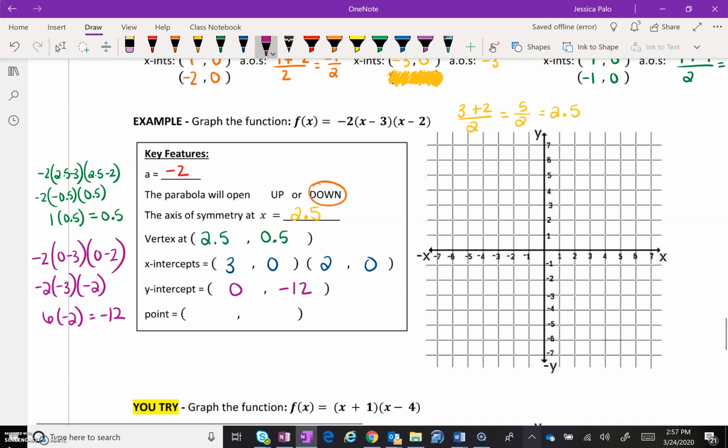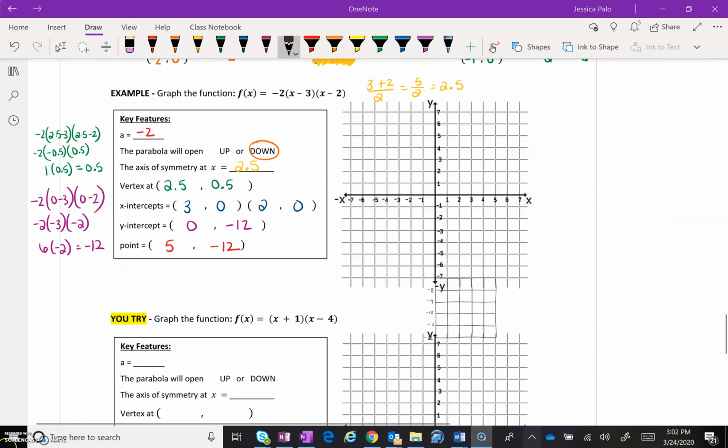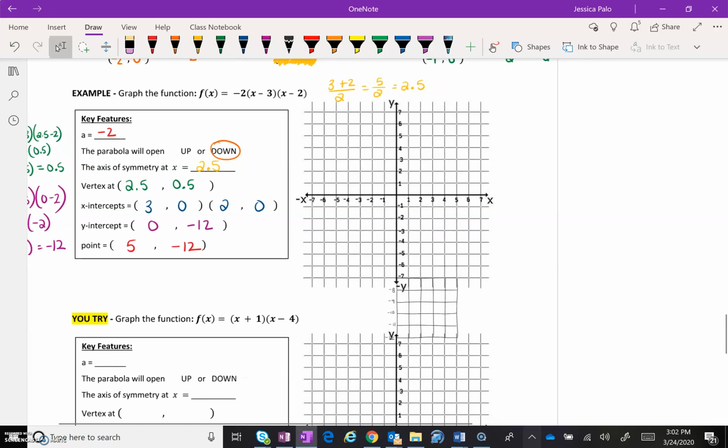So then we need to find another point on this graph. Now our other point could be 5, negative 12, and I did extend my graph a bit. You could also plug in any value of x to find a second point on the graph. But I felt like being symmetrical for this one, so I just extended my graph a bit. You could easily draw another graph over a little bit on this page.